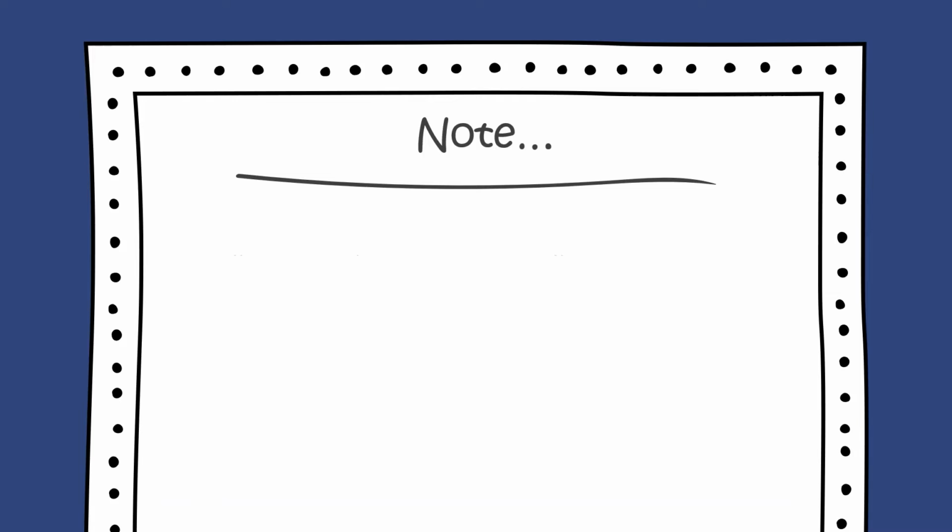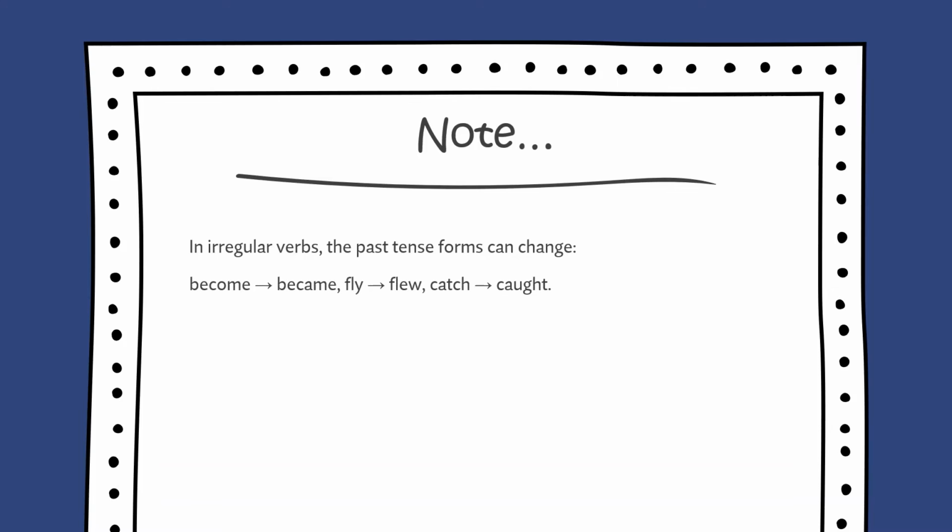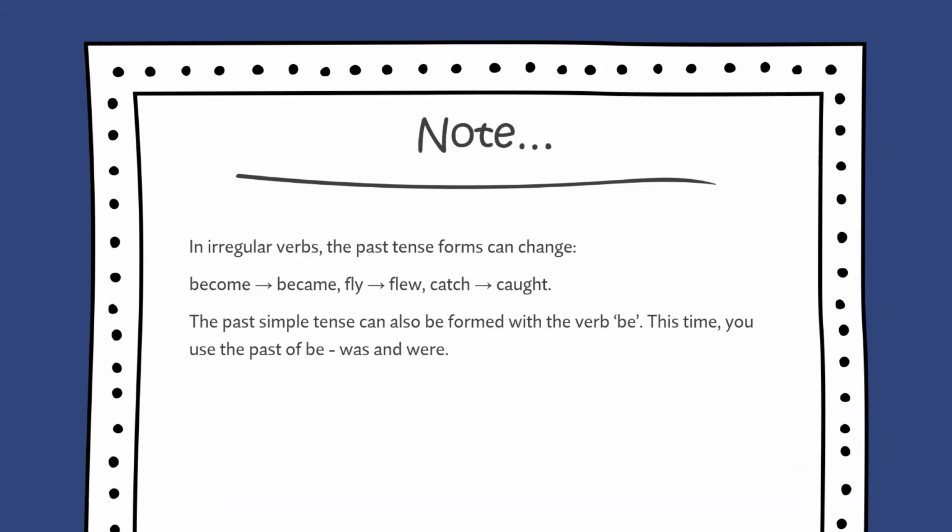Note that with regular verbs, the past tense forms do not change. But with irregular verbs, the past tense forms can change. Examples of those irregular verbs are become. The past tense of become is became. Past tense of fly is flew. Past tense of catch is caught. Unlike regular verbs, where all you have to do is just add ed or d, you have to learn these irregular verbs.